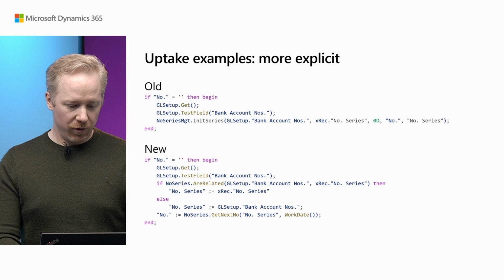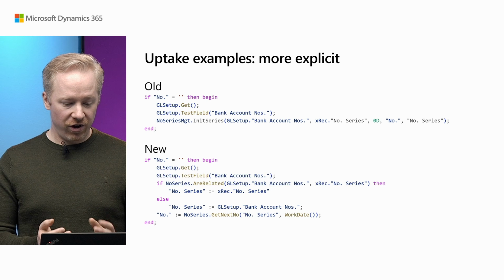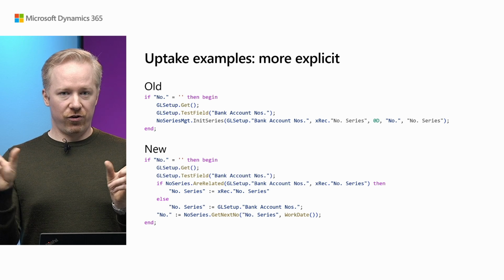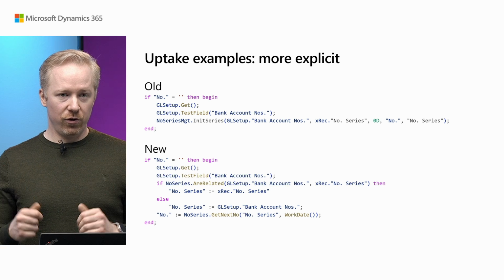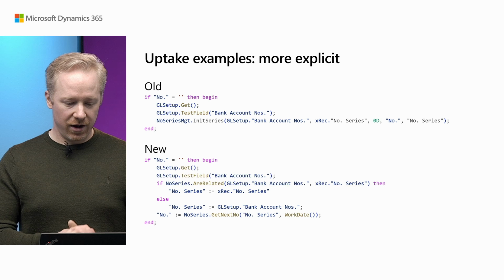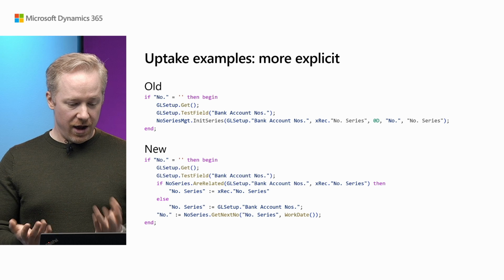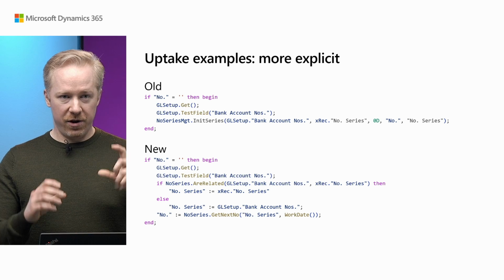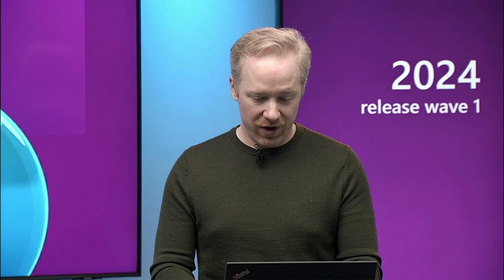What is actually happening, which is much more readable down here in the new code, is we are checking whether the GL bank account number series is related to the number series of the previous record. If it is, then we want to continue using that number series. Otherwise, we want to fall back to the bank account number series setup in the GL setup. And then afterwards, just get the next number as usual. So this is a few more lines, but now you can see what is actually happening. And for new developers, this is easier to read and understand.